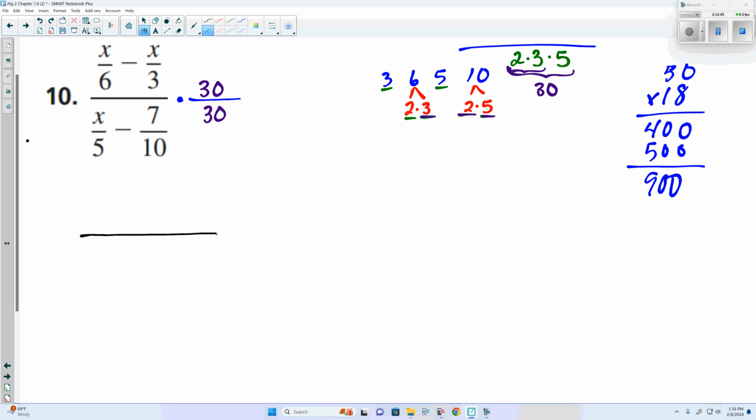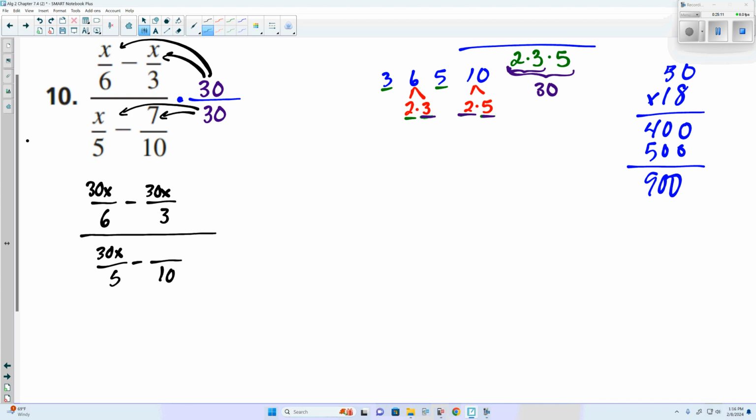We're ready for our first step. Now we're going to do 30 times x, which is 30x, and it's going to be over 6, minus 30 times x, and this time it's over 3. Do the same thing in the denominator, 30 times x, 30x, and this time it's over 5, minus 30 times 7. What's 3 times 7? 210.